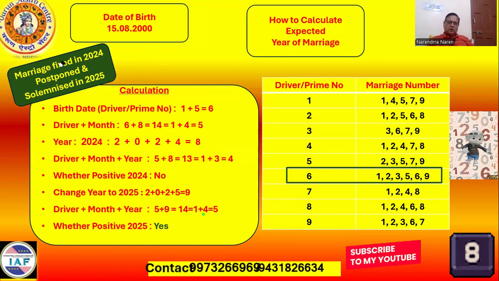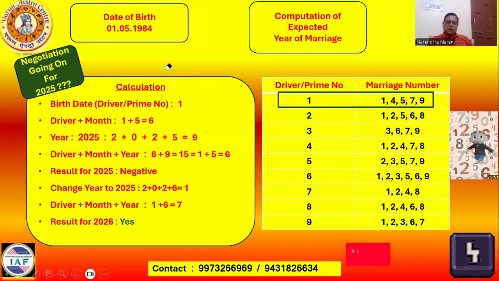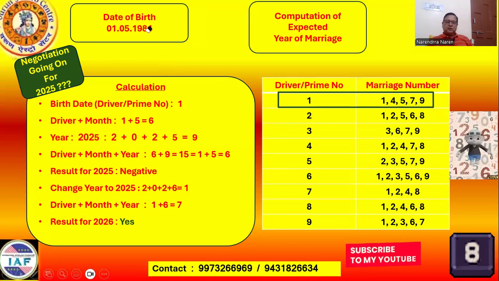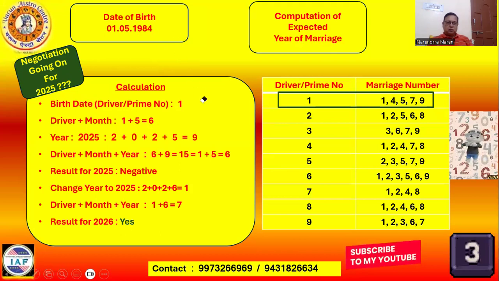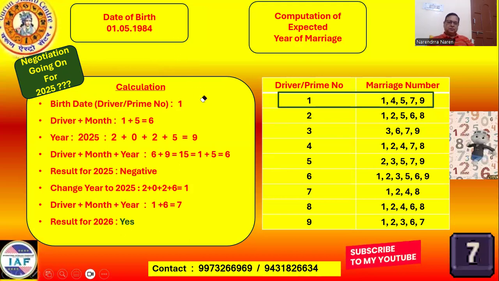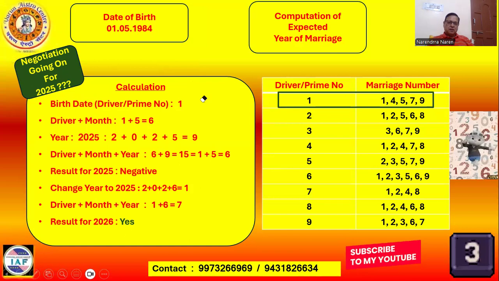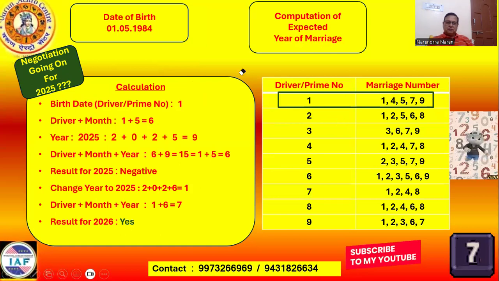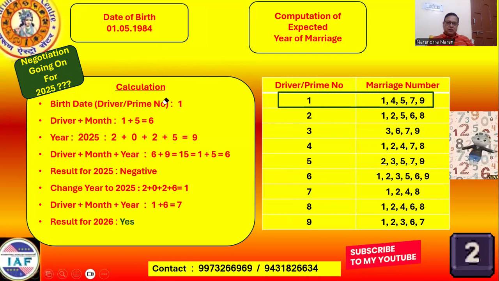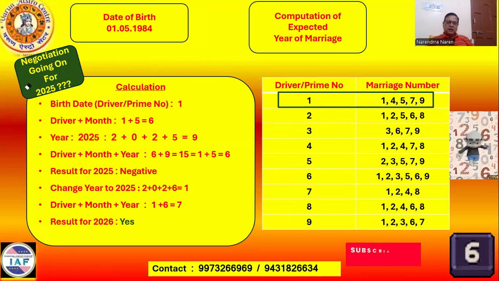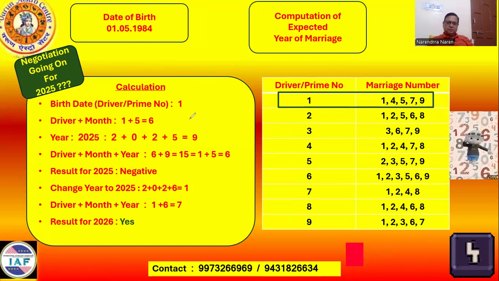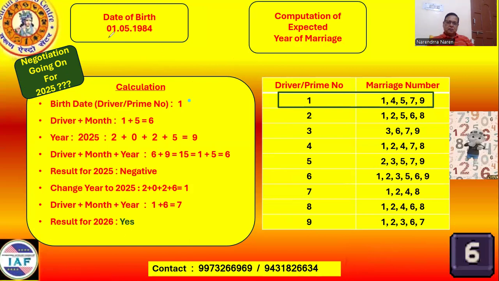So a few more charts will take. Here the date of birth is 1st May 1984. This marriage is over delayed. If we calculate the birth number, here it is coming as 1, because we added 1 plus, and then we are getting 5 here.